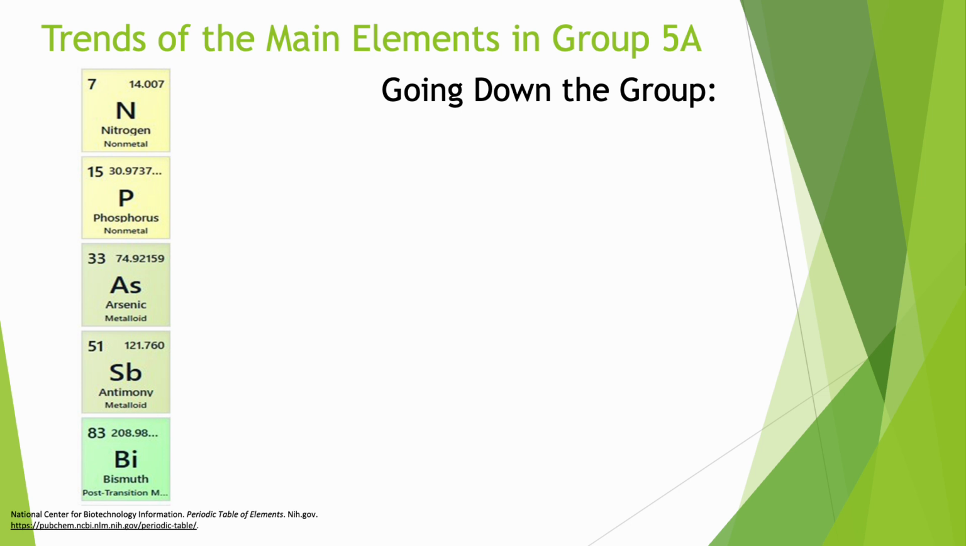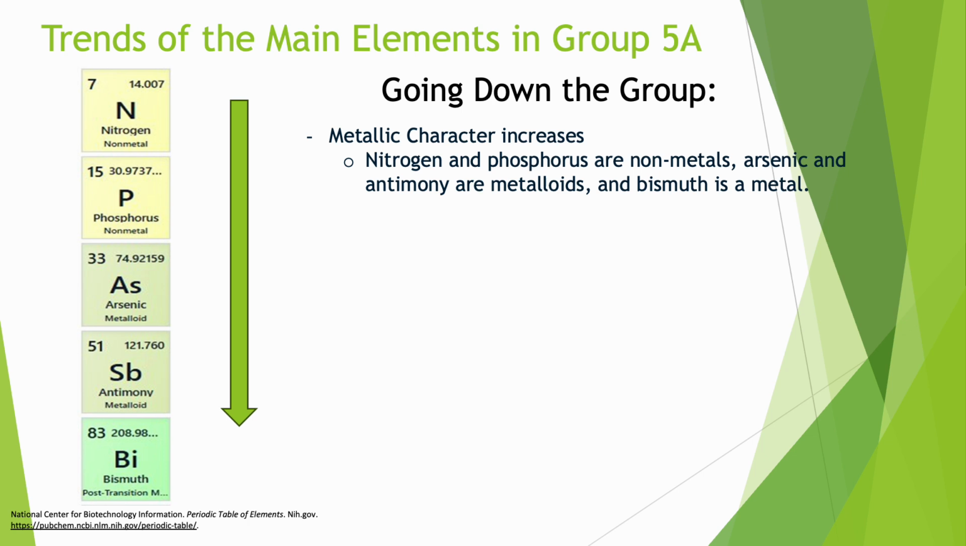First, let's consider the metallic character. As we move down the group, the elements become more metallic in nature. Nitrogen and phosphorus are at the top and are nonmetals, then arsenic and antimony are metalloids, and bismuth at the bottom is classified as a metal. The shift towards metallic character occurs because as atoms get larger, the nucleus has a weaker hold on the outer electrons, making it easier for these elements to lose electrons and exhibit metallic properties.